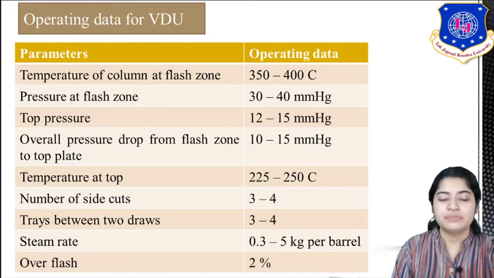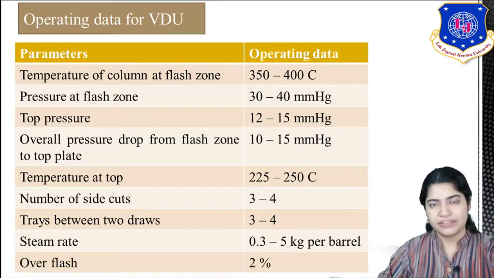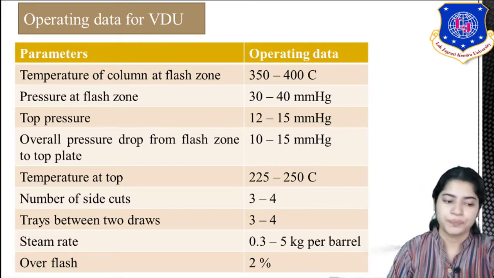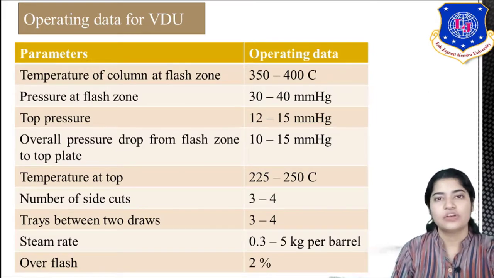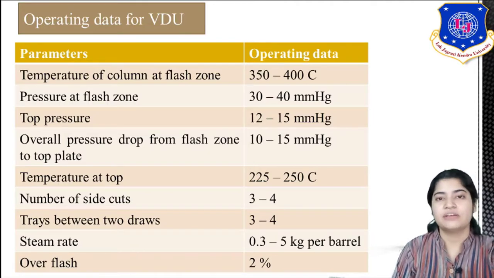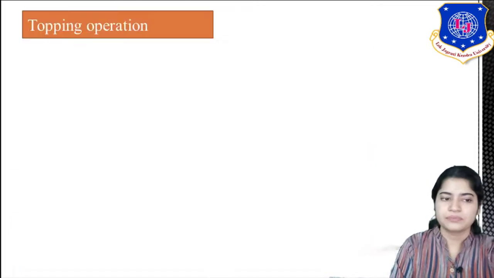Now the trays between two draws. Suppose I am taking out lube oil and light gas oil. The plates between these two cuts are how many? 3 to 4. The steam rate required is how much? 0.325 kg per barrel. Now the overflash condition is how much? 2%. So these are certain parameters which you have to remember.